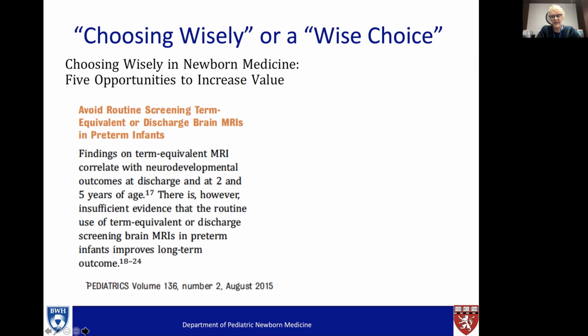They stated the findings on term equivalent MRI correlate with neurodevelopmental outcome at discharge, at 2 and 5 years, confirming what we've just said. They said, however, there's insufficient evidence that routine use of an MRI improves outcome. So no study has been done on that. And most importantly, going into an MRI machine will not in itself be a treatment. It's information that then guides treatment. And it relies on the clinician being able to take that information and guide treatment with the family.